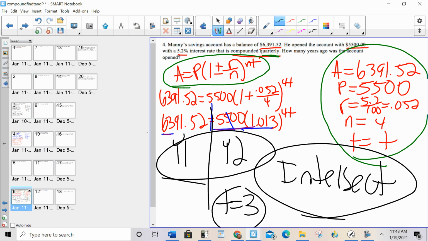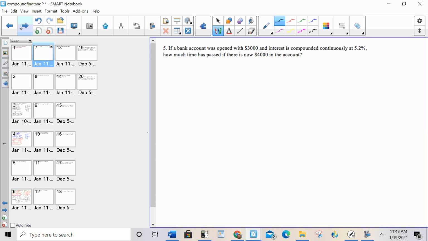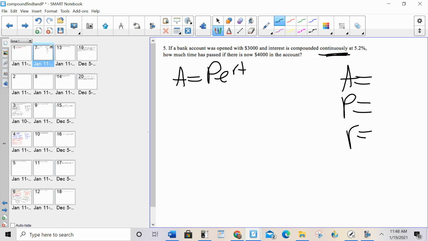All right, let's move on here. Number 5, a bank account was opened with $3,000. Interest is compounded continuously at 5.2%. How much time has passed if there is now $4,000 in the account? So I'm going to look at the continuous formula, which is PERT. I'm going to list A equals, P equals, R equals, T equals.